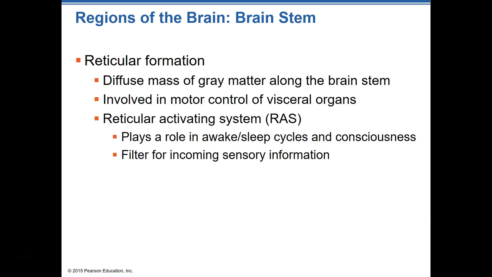And then we have the reticular formation. It's the diffuse mass of gray matter along the brainstem. Motor control of visceral organs. It actually plays a role in the circadian rhythms of wake and sleep cycles.